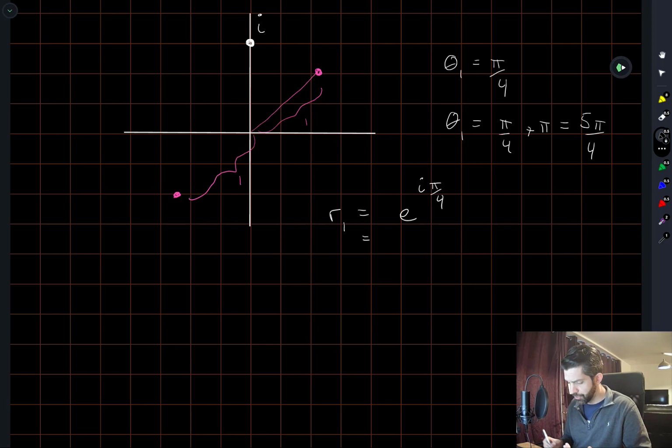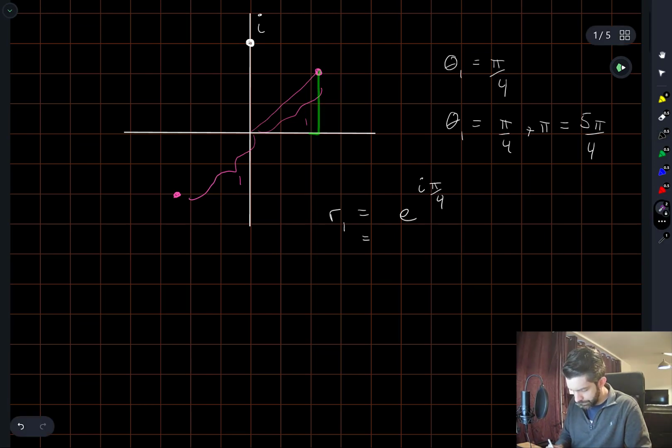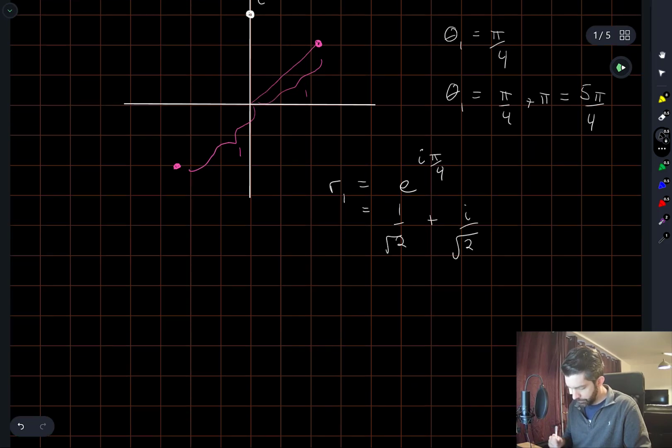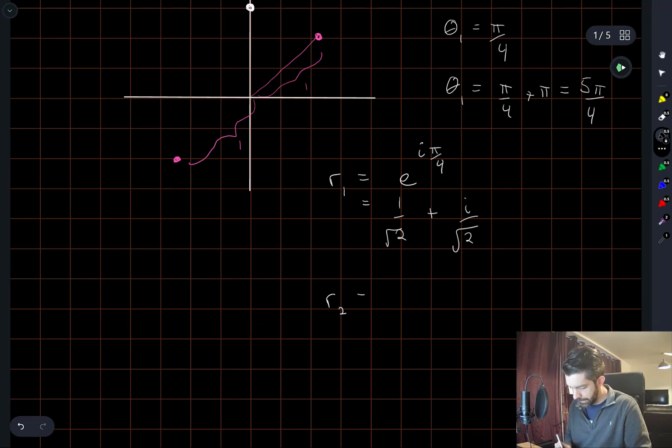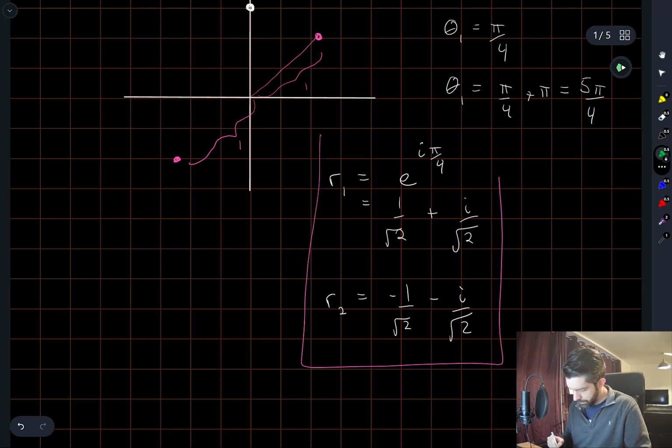We can just do this geometrically, right? We know that if we look at this right triangle here, we know the hypotenuse has a length of 1, so the other two sides have a length of 1 divided by root 2. So that's r1, and r2 is just the negative of this: negative 1 over root 2 minus i over root 2. There's the two square roots of the number i.